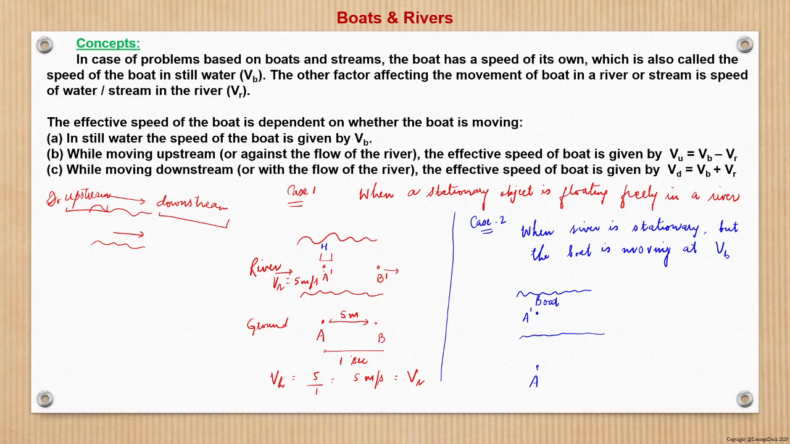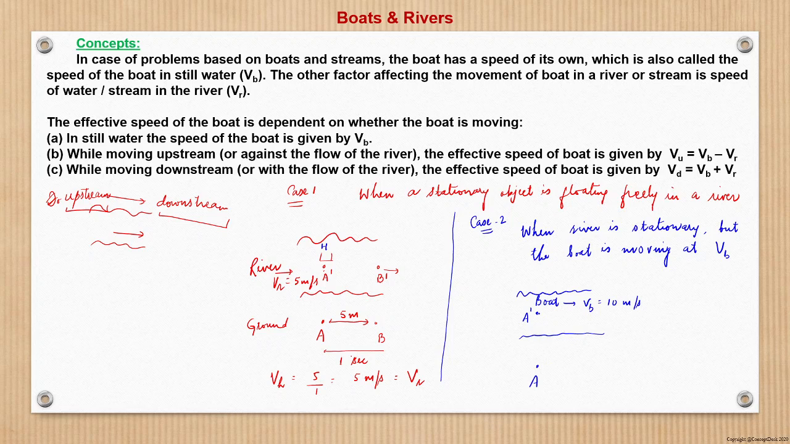So we see that at time t equal to 0, the boat is here. Now the water is not flowing. The river is stationary. I mean the water is not moving, the stream is not moving, only the boat is moving at a velocity of Vb. That Vb is equal to 10 meter per second, right? So what will happen after 10 second?